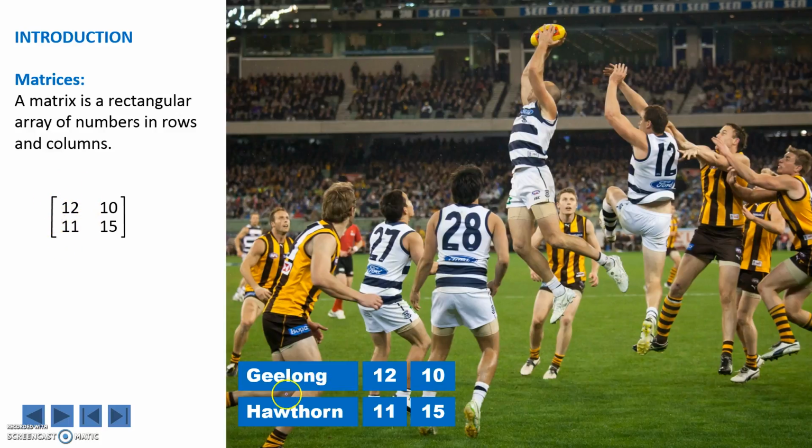So we've got some information here. We've got Geelong has 12 goals and 10 behinds. Hawthorn has 11 goals and 15 behinds, and so this can be shown in a matrix where we have rows and then we have columns.